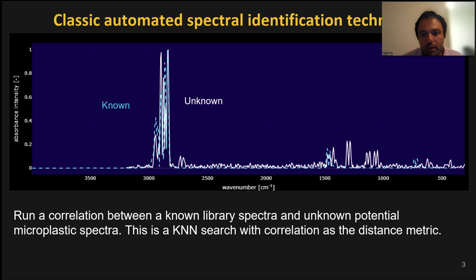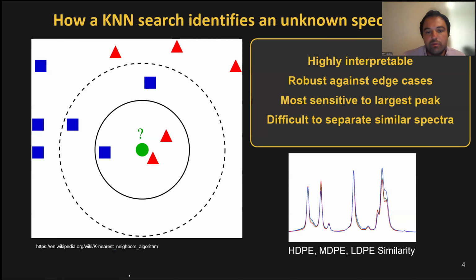I do want to point out that there's been a lot of talk of developing AI techniques in the field, and in my opinion, this actually is already an AI technique. This is a k-nearest neighbors search where they're using a correlation as the distance metric, and I think it's useful to start from that perspective and think about where we go from there.